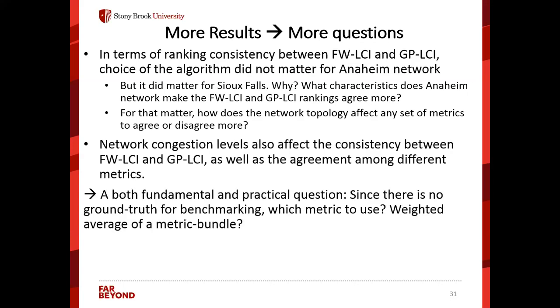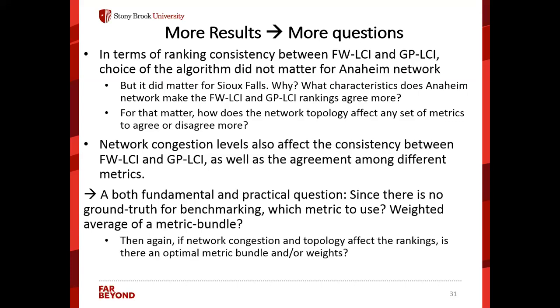And there's a fundamental and practical question. If you were the planner or policymaker and you're asked to find the most critical link, which measure are you going to use? Because each one of them shows something else. It's good to know maybe there's a weighted average of a metric bundle. You take half of this measure, 25 percent of this measure, like a recipe. But is this recipe the same for all networks, or does this bundling change depending on network topology?